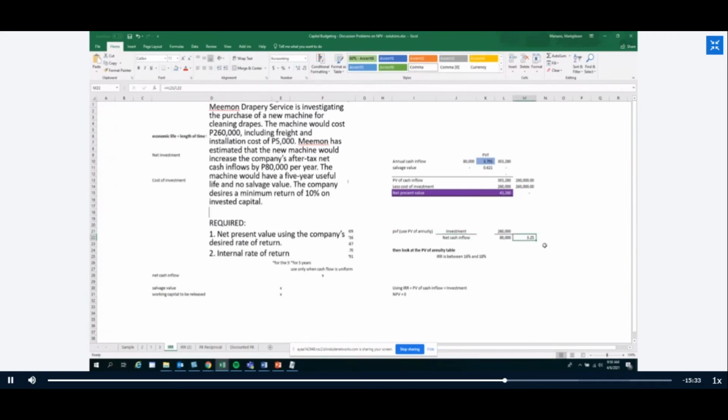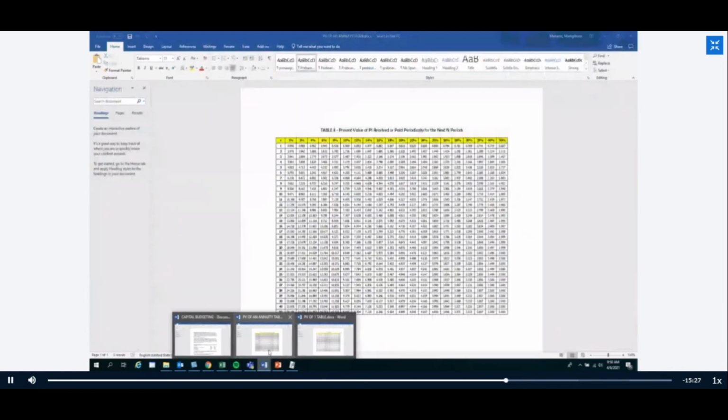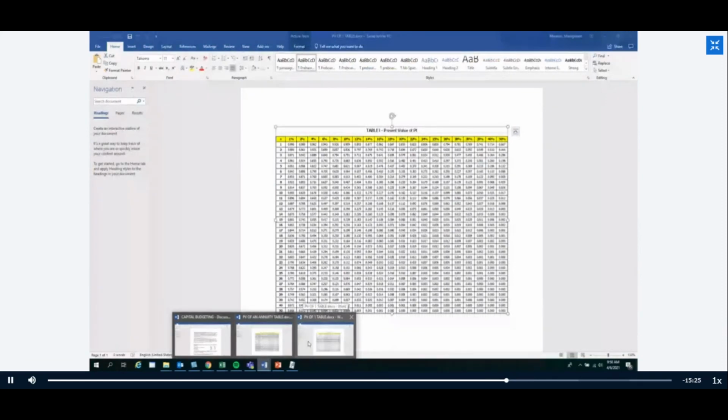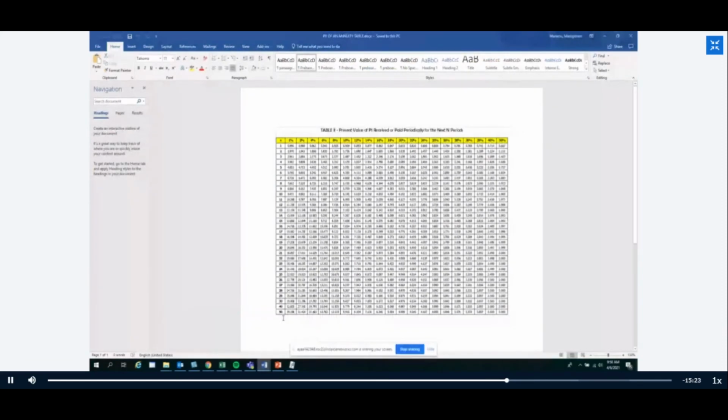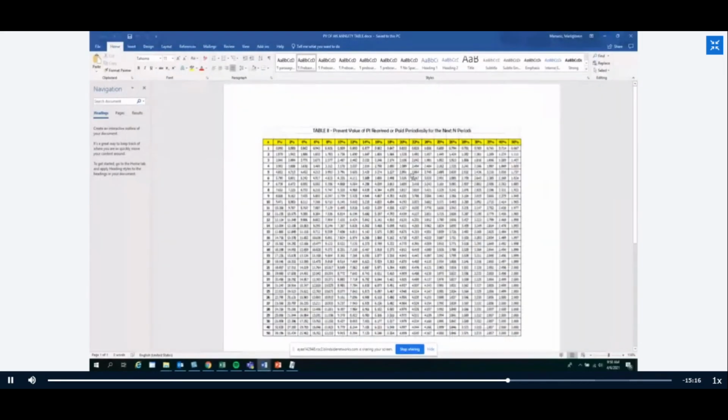Ngayon, pupunta ako dun sa table. Saan ko makikita yung 3.25? Anong table din yung gagamitin ko? Siyempre, dun ako sa present value of an annuity kasi cumulative, no? Magkano nga yun? 3.25. Nasaan ang 3.25? Lalakihan ko to baka hindi nakikita.